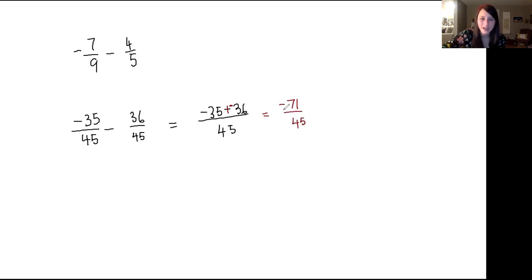So now I have to divide 71 by 45 and see how many wholes come out of it. And really, I just have 1 that comes out of that, and that would be negative 1 with 26 remaining. And so that's out of 45, negative 1 and 26 out of 45.